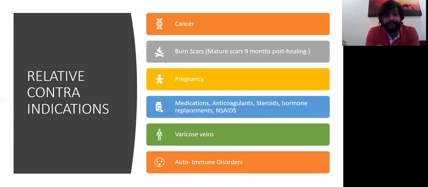Relative contraindications: cancer, burn scars, pregnancy, medications, especially anticoagulants. If someone is on anticoagulants and you rub again and again, you will see a lot of bruising. So try not to use IASTM when the person is on anticoagulants. Varicose veins, and especially autoimmune disease.